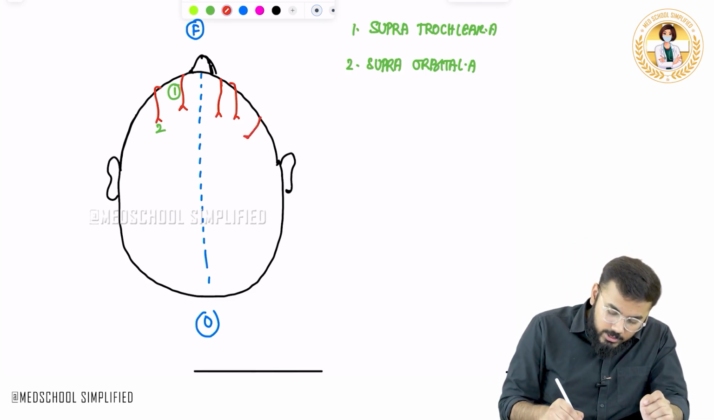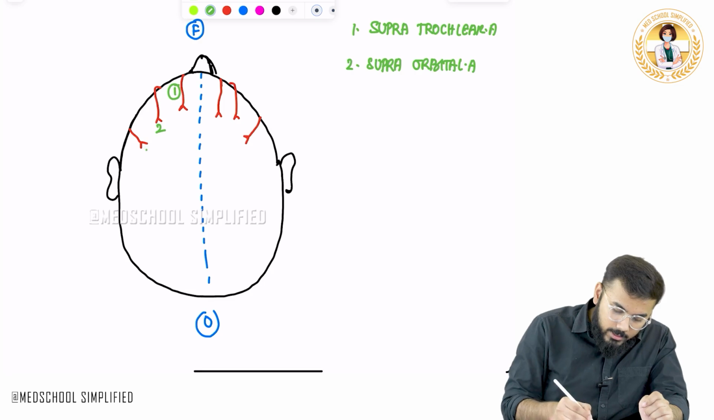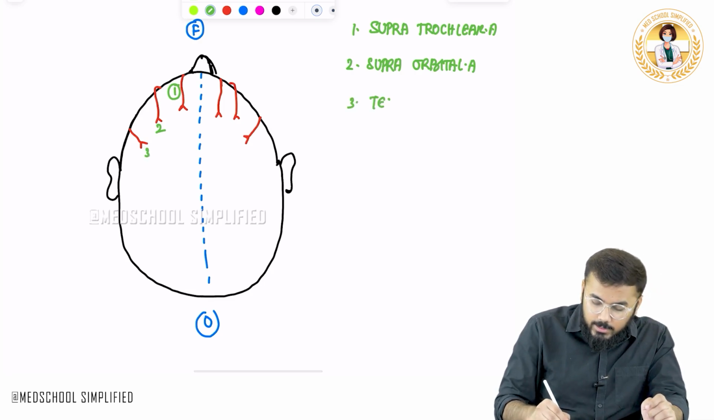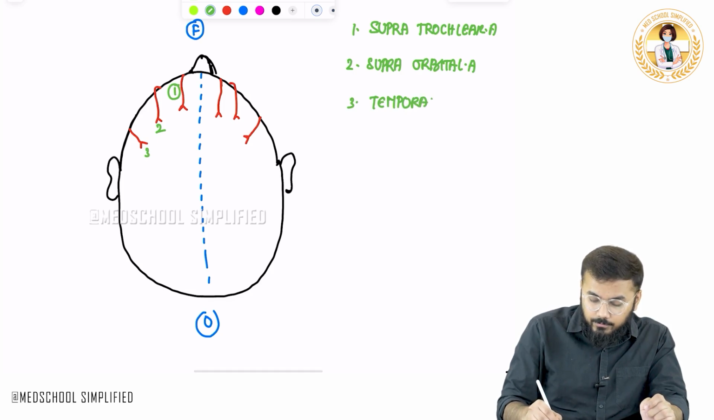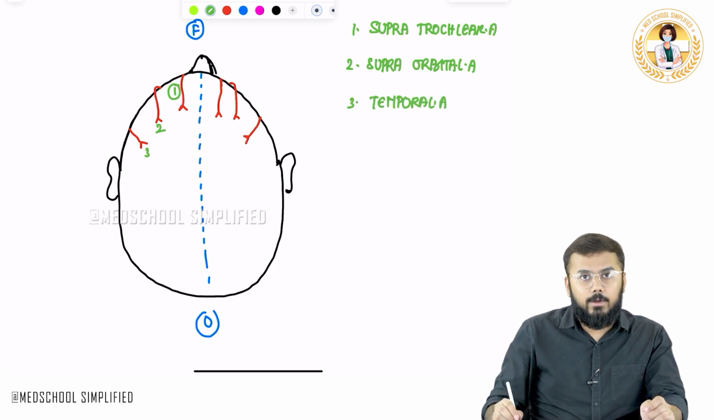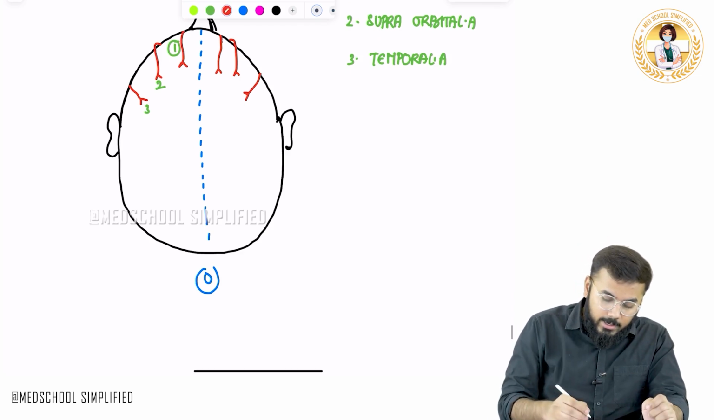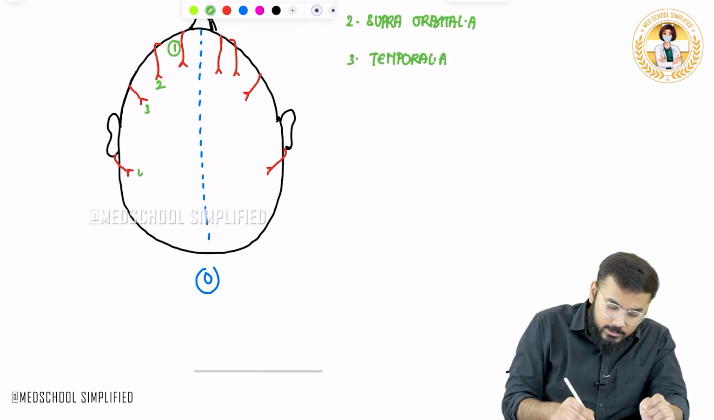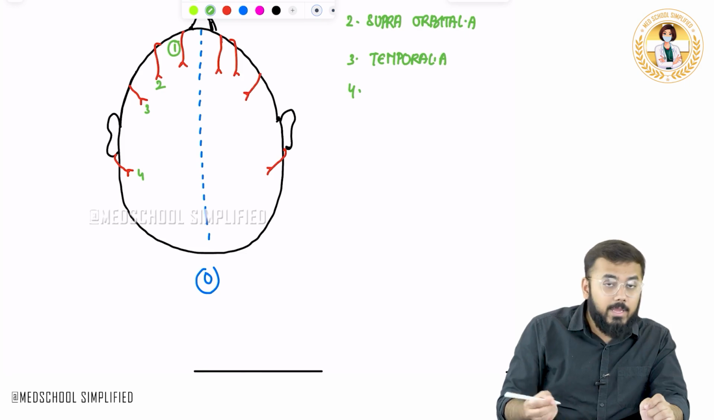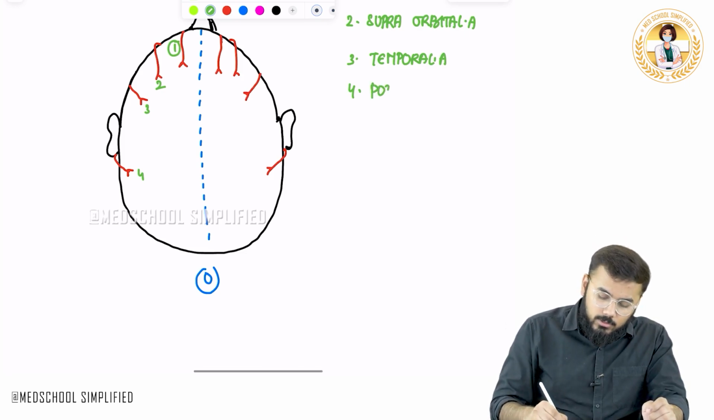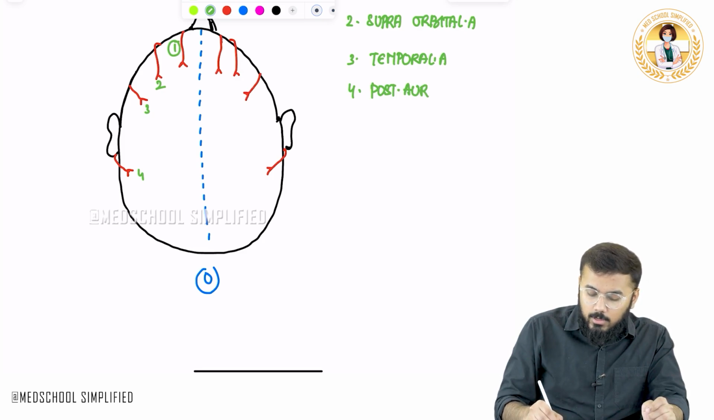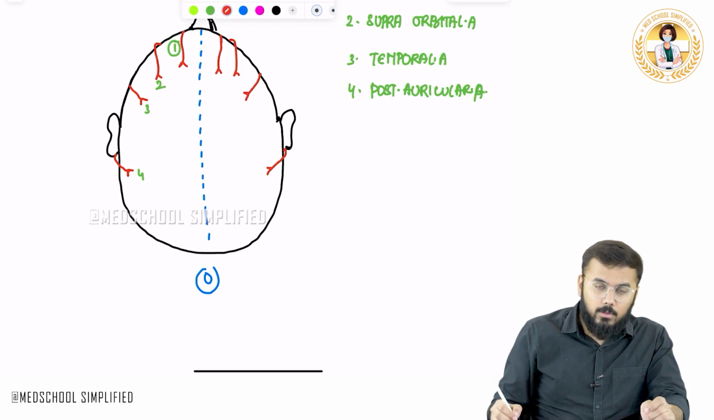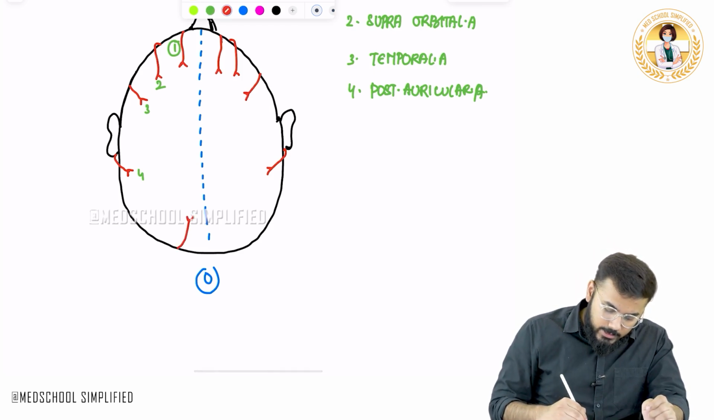Now after this supraorbital artery, all of you know this is your temporal region. If you see an artery in the temporal region, this will be artery number 3, that is called the temporal artery. Now after this temporal artery you see another artery, but this time it is present behind the ear. Any artery that is present behind the ear, number 4, is the posterior auricular. So this artery is called the posterior auricular artery, the behind-the-ear artery.